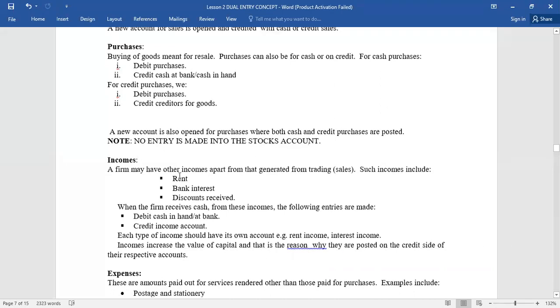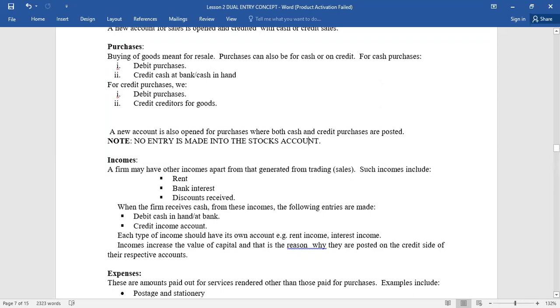Or let's say you have opened a fixed deposit account where you are earning interest. Or you went to buy and you received a discount. That is an extra income that you didn't have. So in these scenarios where you are getting extra income, your cash is increasing, whether at hand or at bank. So when cash increases, we debit. It's a current asset. But your income is also increasing. When income increases, we credit. You can see the double entry. We increase cash, we debit. We increase our income, we credit.